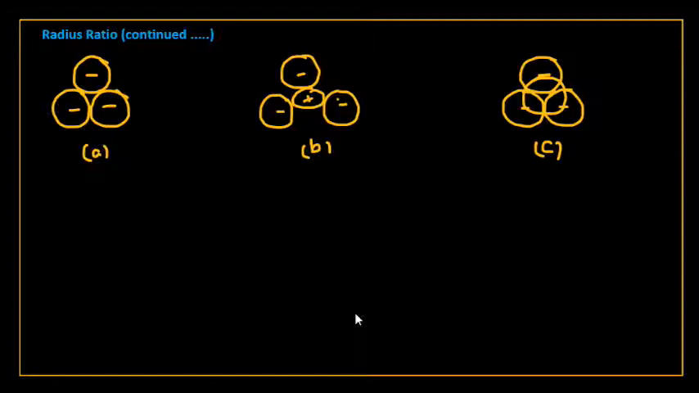The first one explains figure A, the most stable condition, where the anions are touching each other. In the second condition, this is the cation here, and it is touching all the three spheres. So this is the most stable state, A. And B is where the cation size is increasing, so now the anions are not touching each other anymore.